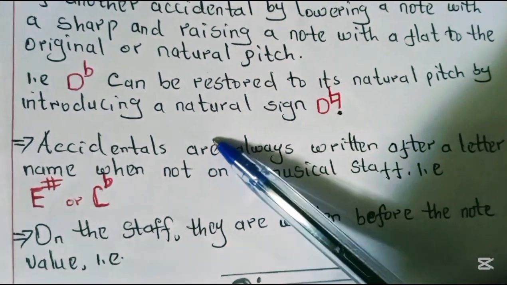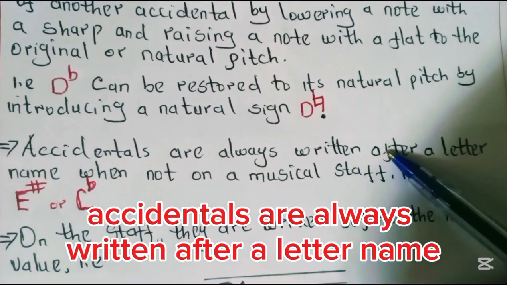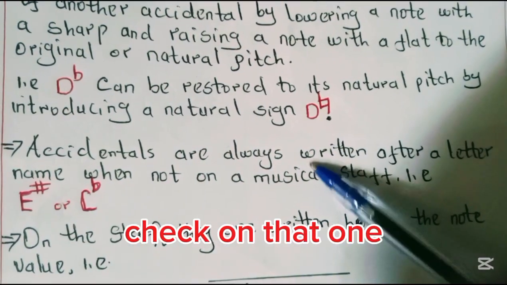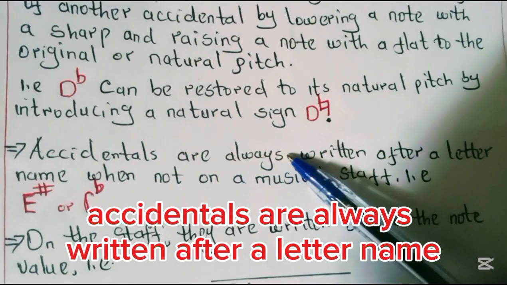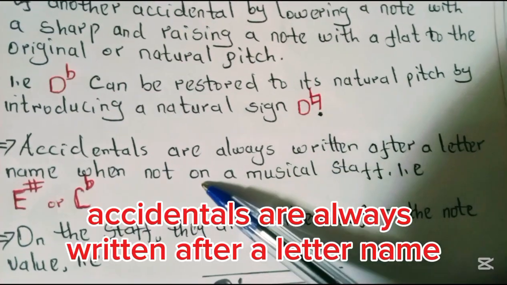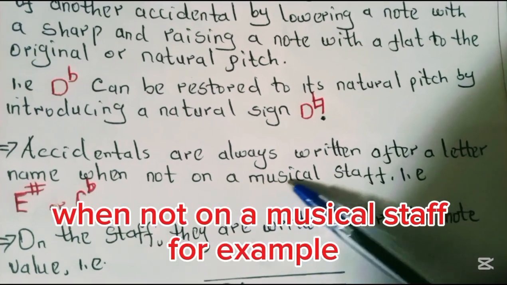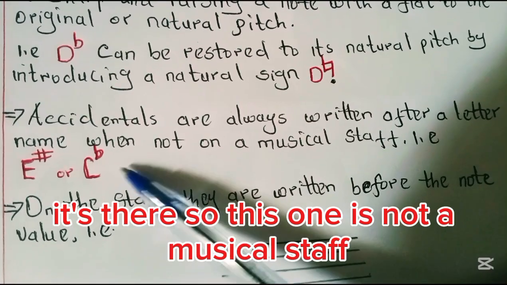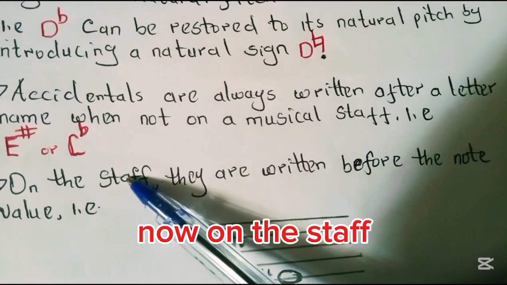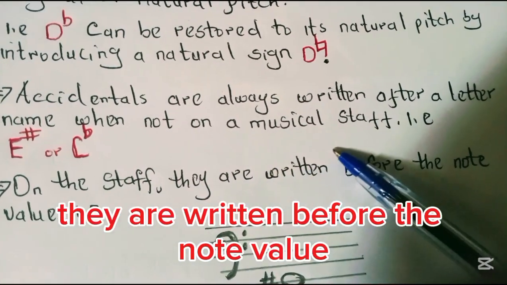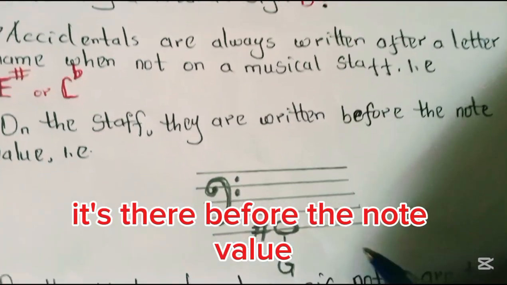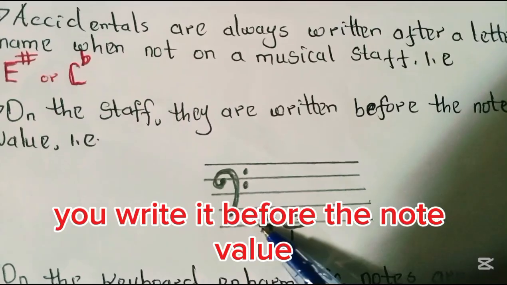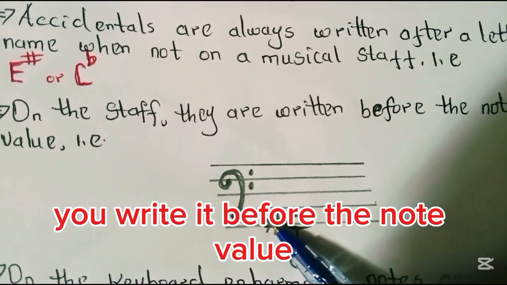Then, accidentals are always written after a letter name when not on a musical staff. Check on that one. For example, it's there. So this one is not a musical staff. Now, on the staff, they are written before the note value. It's there, before the note value. Don't bring it after the note value. You write it before the note value.